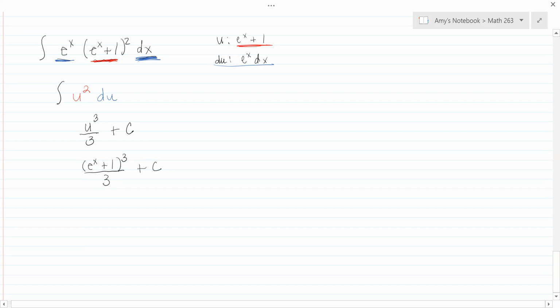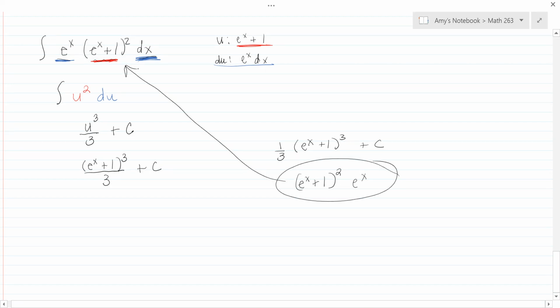If you're unsure, you can always take the derivative of this and see if you come back with your original. So if this was 1/3 times e to the x plus 1 cubed plus c, and we want to derive this, 3 times 1/3 would be 1, e to the x plus 1 to the second power, and then take the derivative of the inside. Well, the derivative of e to the x plus 1 would be e to the x, and the derivative of c is 0. And so I think you can all agree that we came back with our original function.